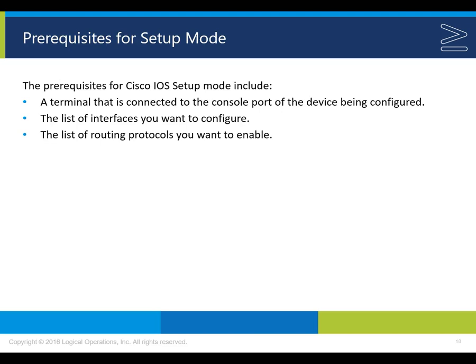Prerequisites for setup mode, and this is one that I had the question way too early in, include a terminal that's connected to the console port of the device. On the back of a router, you're going to have a couple of different ports. One of them, we're going to have gigabit or fast Ethernet ports, which are obviously going to connect to NICs. For management, we're going to have the console port, which is for local management to plug in from the serial port of our devices. There's also going to be an aux port. The aux port is designed for out-of-band management.